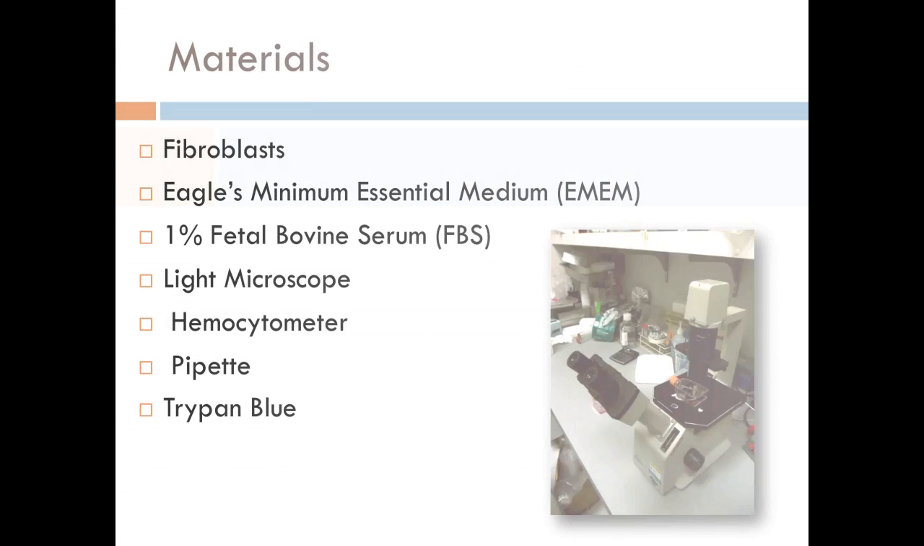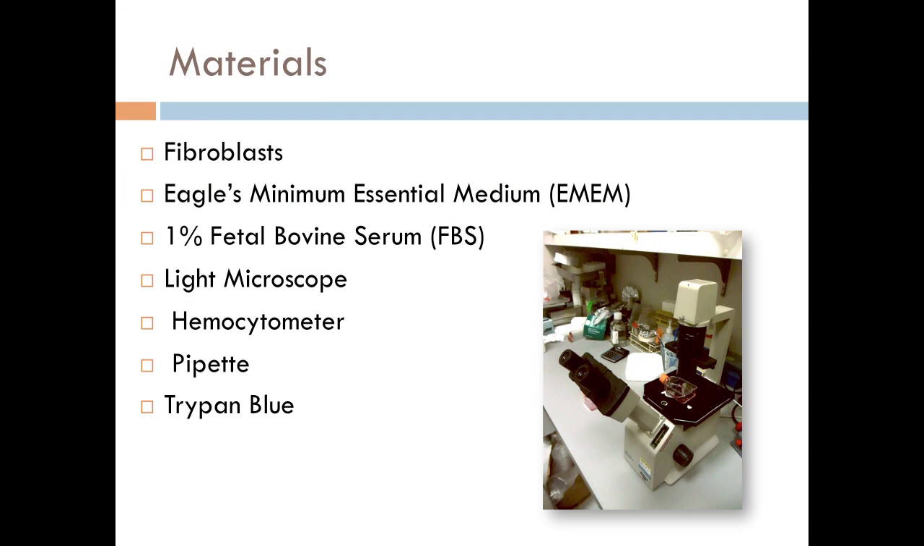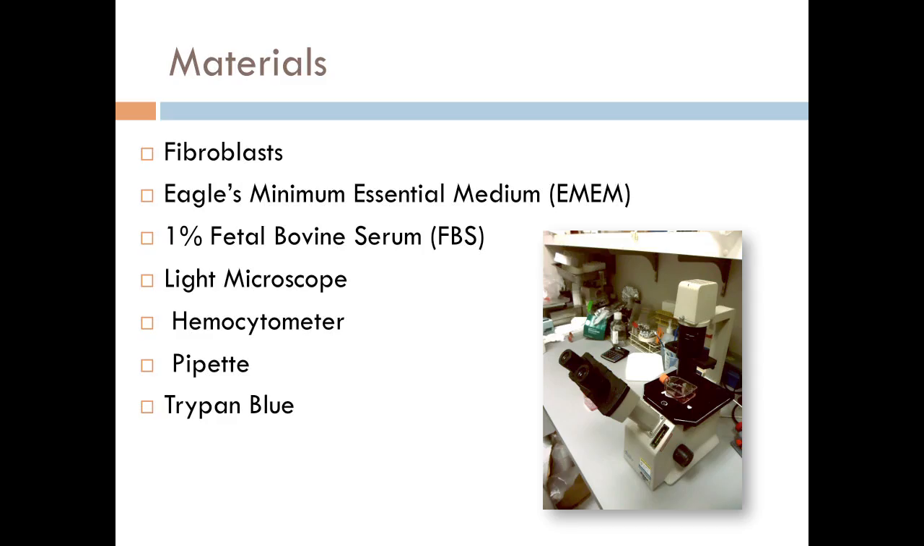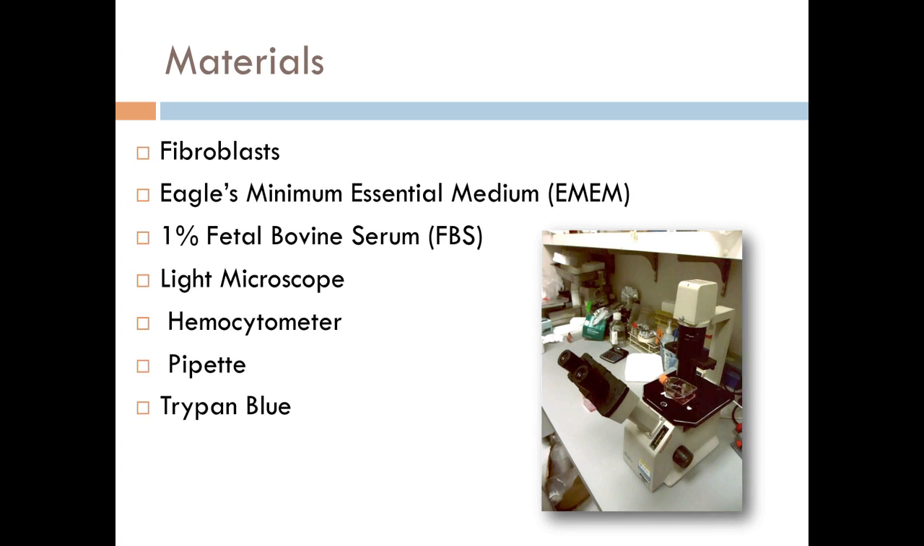Some of the materials that we used were fibroblasts, which are skin cells that assist in the healing of wounds, Eagle's minimum essential medium, which helps us maintain a healthy condition of cells, 1% fetal bovine serum, which contains nutrients, a light microscope to observe attachment, a hemocytometer to count the cells, pipettes to transfer materials, and trypan blue to stain.